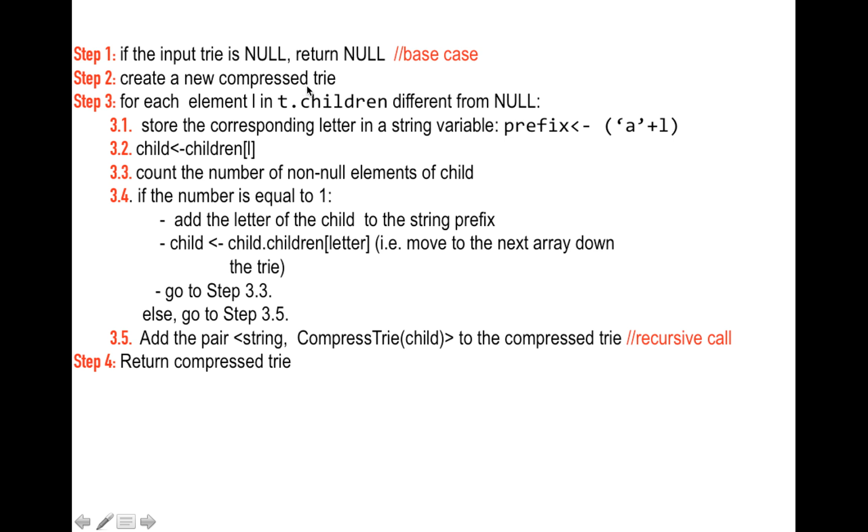Otherwise, create a new CompressTrie, and for each element in the very first array that is different from null, store the corresponding letter in the prefix, go to the next level, count the number of children. If this number is equal to one, add the letter to the prefix, move to the next level, and repeat. So you keep on counting while you have only one child. If you don't have one child at some point, you just finish compressing, so you add the pair with the recursive call. And after you have done all this for all the arrays in your trie, you return the CompressTrie.